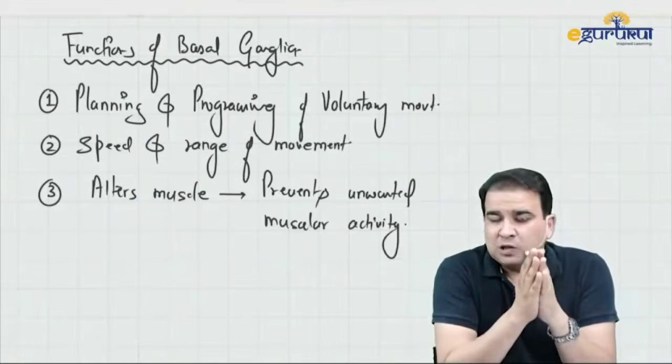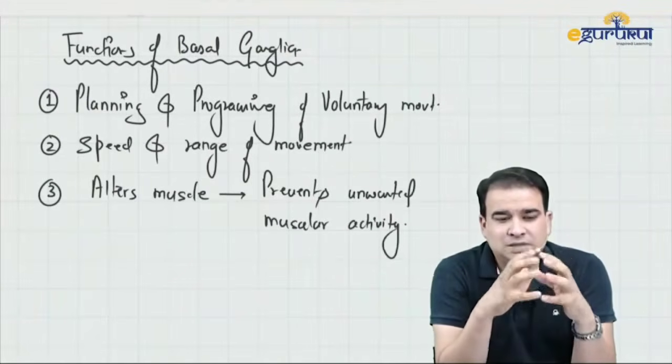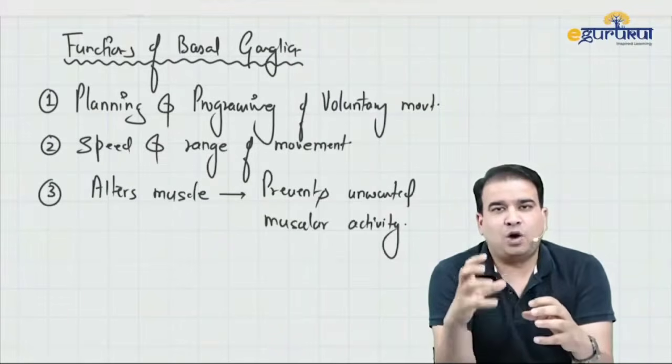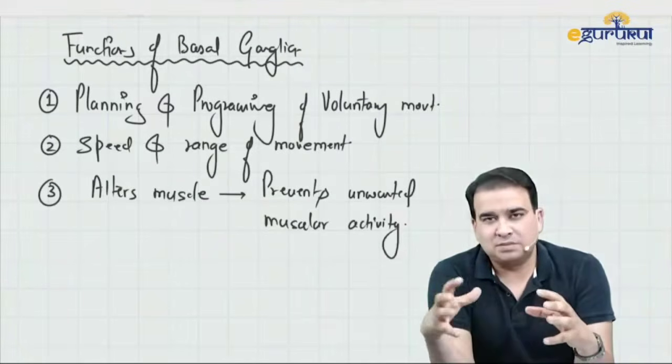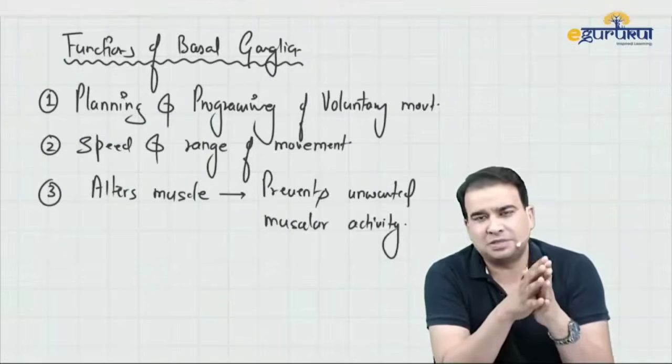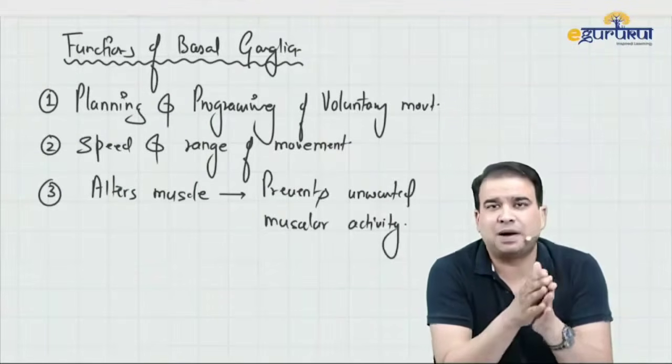And the basal ganglia also decreases, or you can say alters, the muscle tone, because decreasing the muscle tone will keep a check on the unwanted voluntary movements. If there is no check on these involuntary movements, then obviously there will be tremors. And the best example is Parkinsonism.